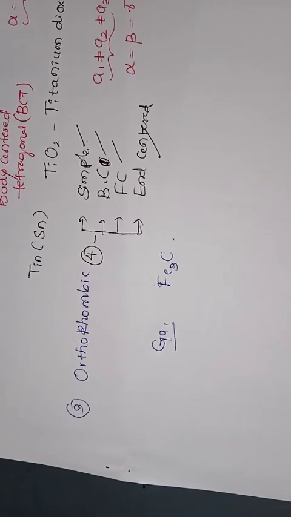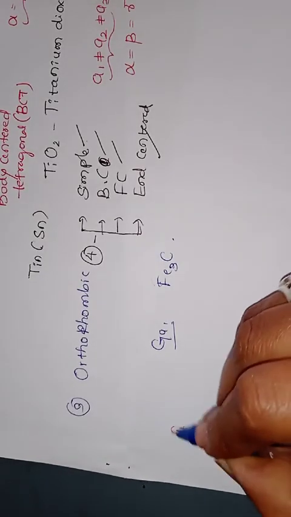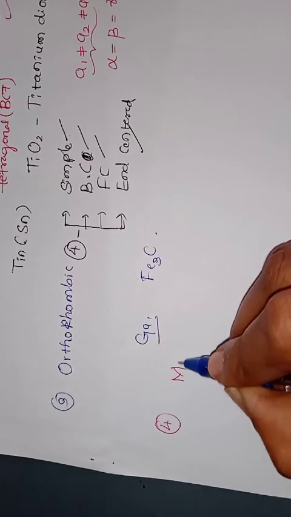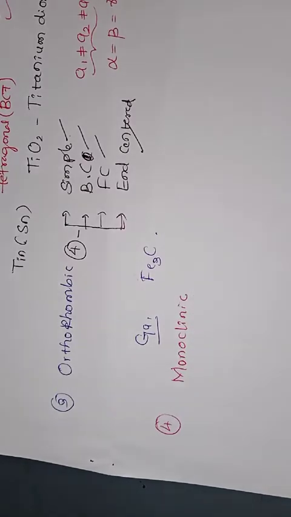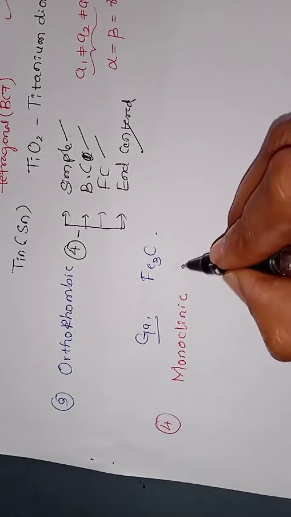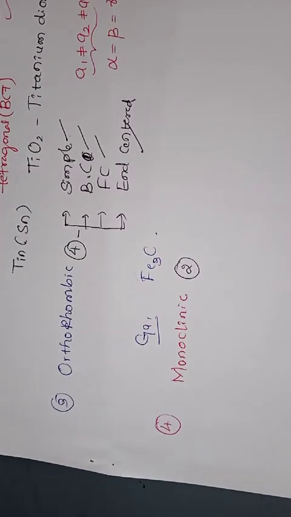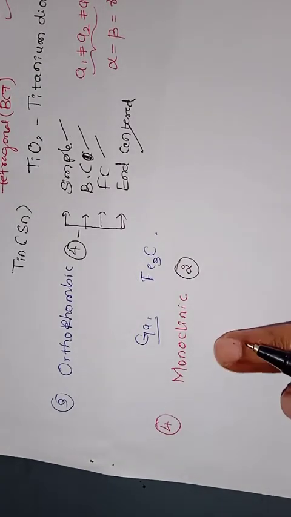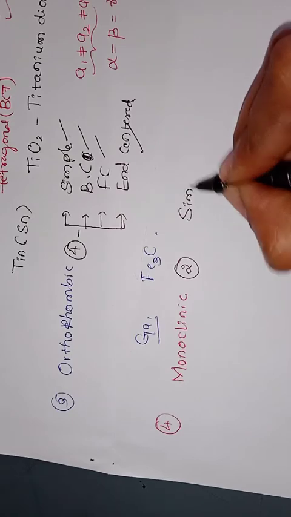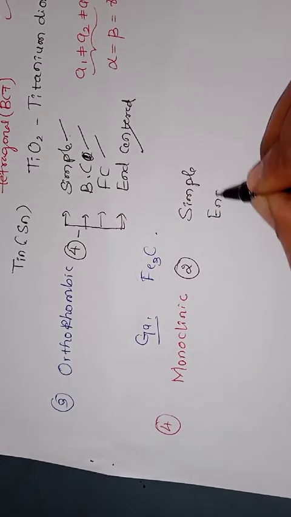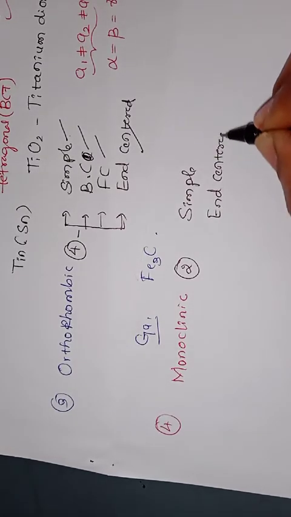Then the fourth one is monoclinic. Then how many lattices are present in monoclinic crystal system? There are 2 lattices present in monoclinic. Then what are those? These are simple and end centered. Okay.